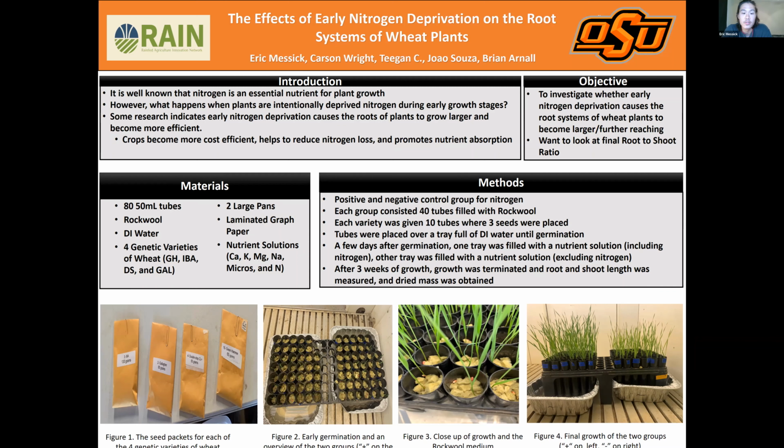Then moving on to the nutrient solutions. The nutrient solutions had calcium, potassium, magnesium, sodium, and a bunch of the micronutrients plants need, and then we had a trial for either positive or negative nitrogen.